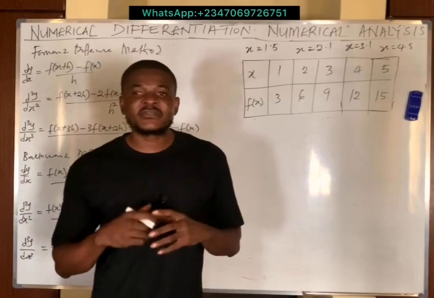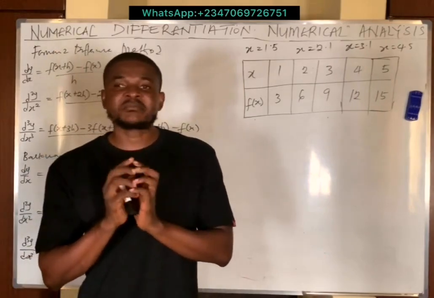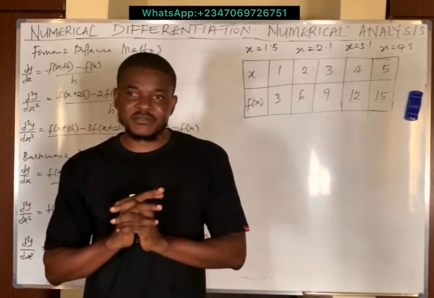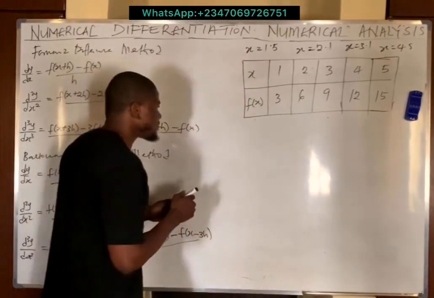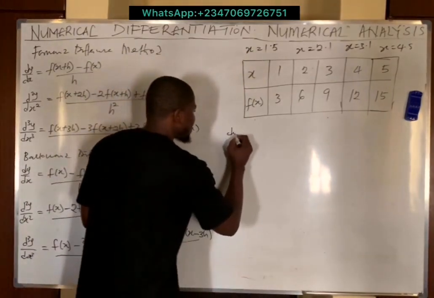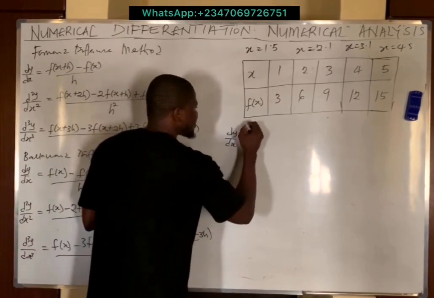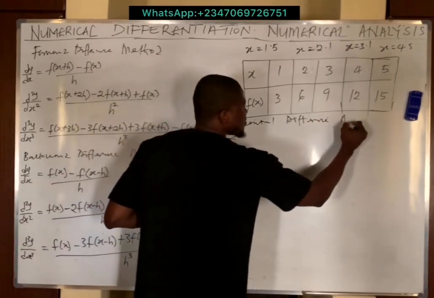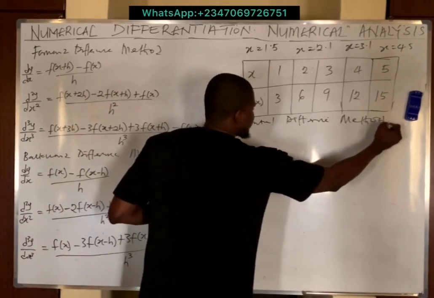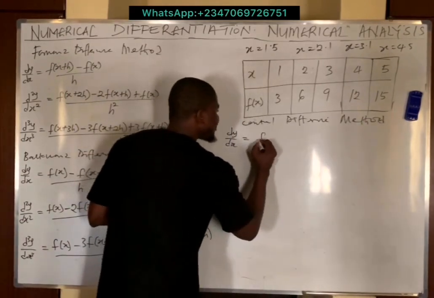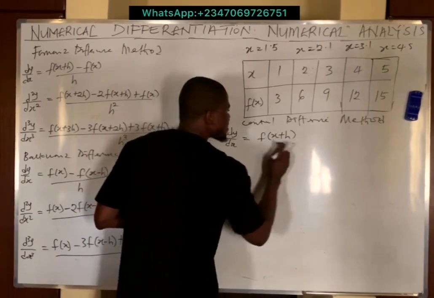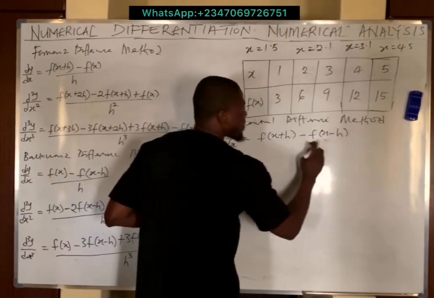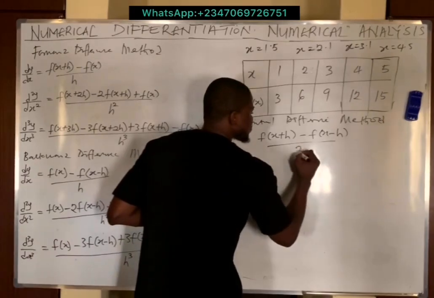Now, for the central difference, since it lies at the center, it means it pulls value from the forward table and it pulls value from the backward table to make up its derivative. Now, the first derivative approximation is going to be dy over dx. This is now for the central difference method. Okay. So the first derivative becomes, you have f of x plus h, which is at the forward of the table, minus f of x minus h, now at the back of the table, divided by 2h.